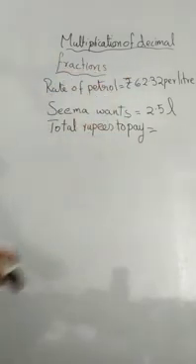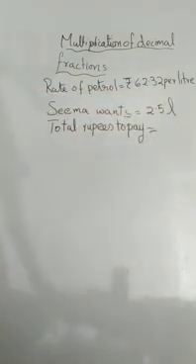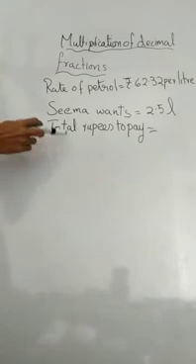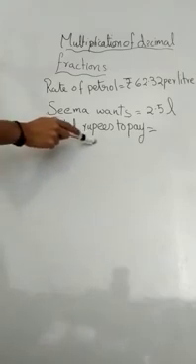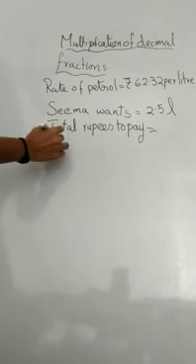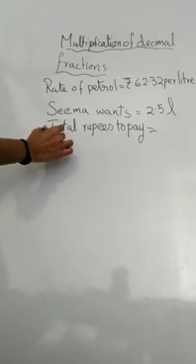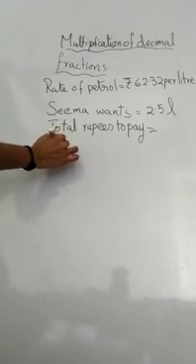So children, as a next example, they have given the rate of petrol. Seema, that is, 62.32 rupees per liter. And Seema wants 2.5 liters of petrol in her scooter. So what you have to find out is the total rupees to pay. How many rupees Seema has to pay. Okay. Now we can do this problem by two methods. Let us do method 1. Method 1, what was it? Means you are going to multiply, right?